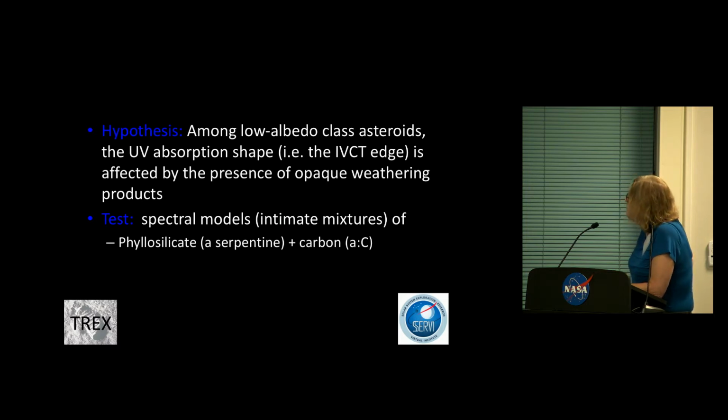So we felt that we had a couple of hypotheses. Among the low albedo class asteroids, we thought the shape is affected by the presence of opaque weathering products, which include carbons potentially. So we did some quick spectral models, intimate mixture models, of phyllosilicates, serpentines based on laboratory studies of CM2 carbonaceous chondrites, and amorphous carbons.